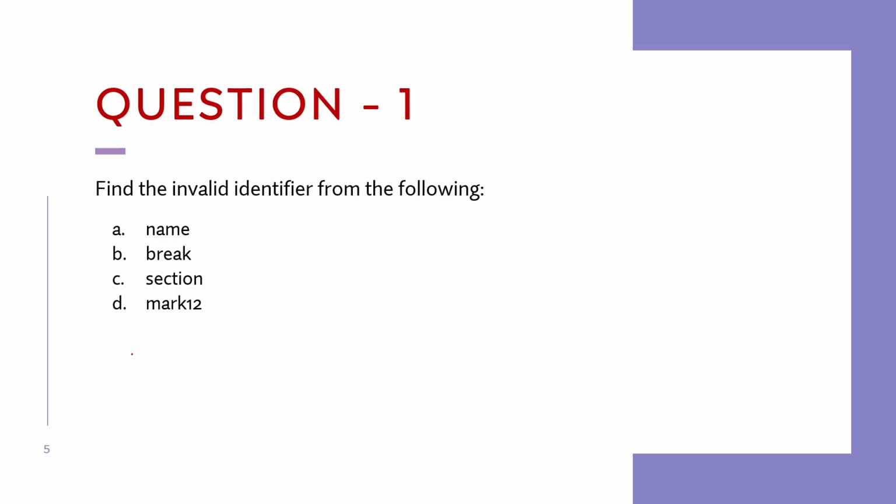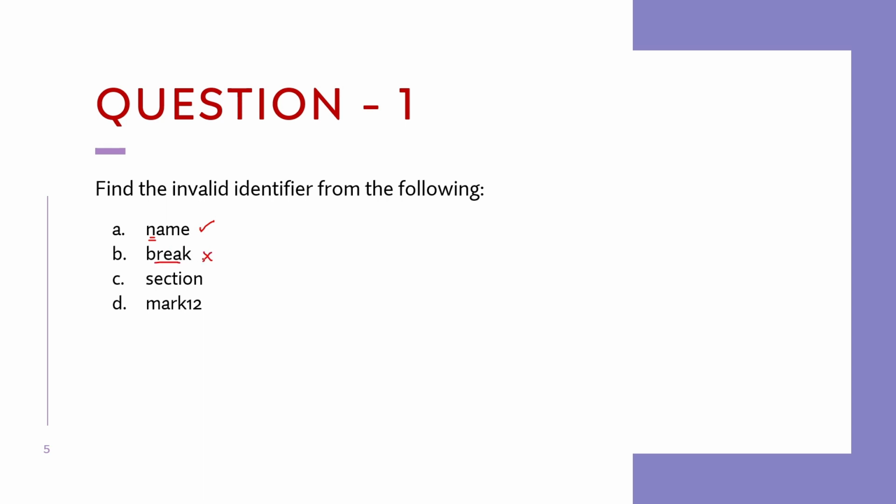Now, coming back to our question. Let's see option A. Option A follows each and every rule of an identifier. It starts with a small case letter, it does not contain any digit, it does not contain any special symbol, and it is not a keyword. So this is a valid identifier.